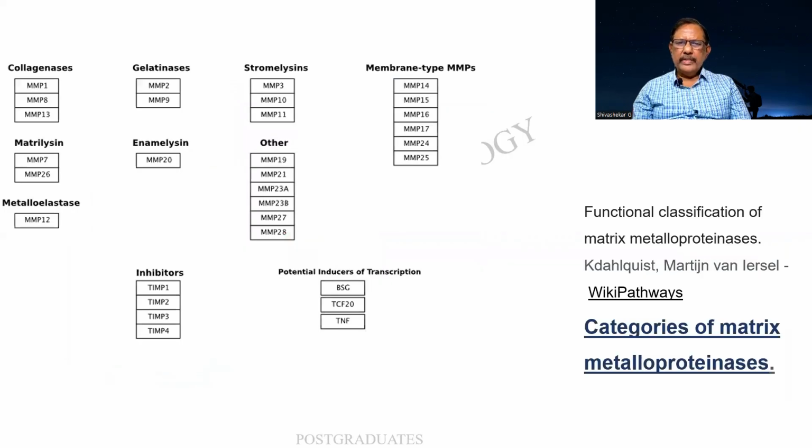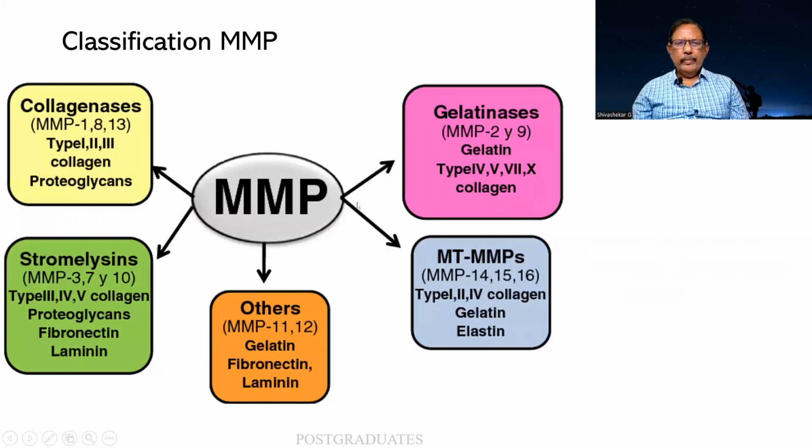So as I had been mentioning earlier, there are numerous types of these matrix metalloproteinases, and they digest various substances such as collagenase, gelatinase, then metalloelastase, etc. They have been given various numbers. We need not memorize all this. It is only to highlight that so many numbers are present, thanks to WikiPathways. This shows the categories of matrix metalloproteinases. This is a better classification for us to remember.